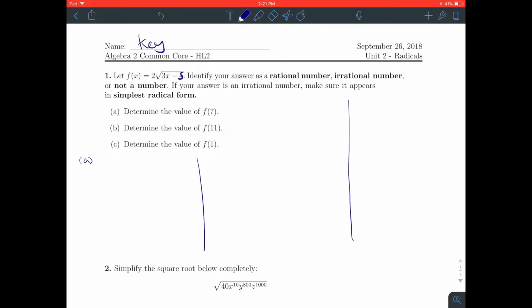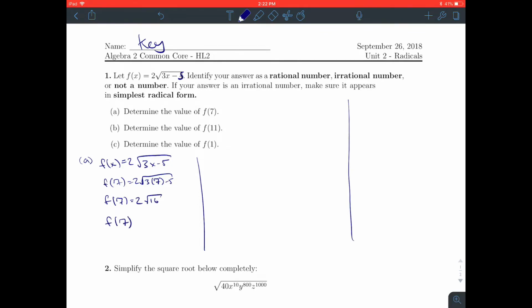So let's look at part A first. Determine the value of f of 7. Because f of x is equal to 2 root 3x minus 5, f of 7 means substitute 7 in for x. So 7 is our input: 3 times 7 minus 5. F of 7 is equal to, and now we just have to evaluate things. 3 times 7 is 21. 21 minus 5, sorry, that's not distributing. 21 minus 5 is 16, so we get 2 square root of 16.